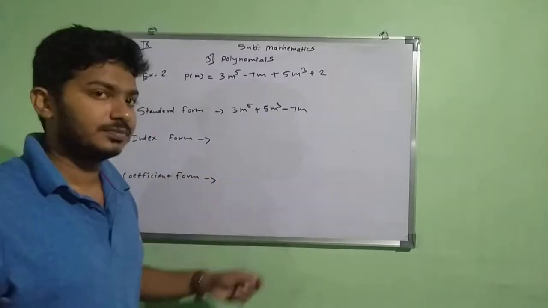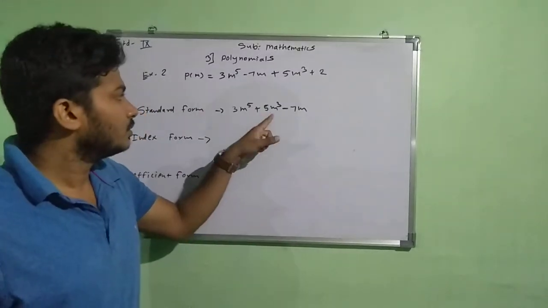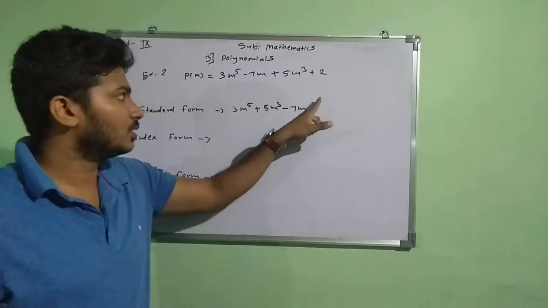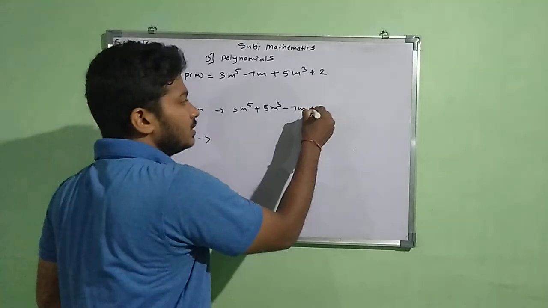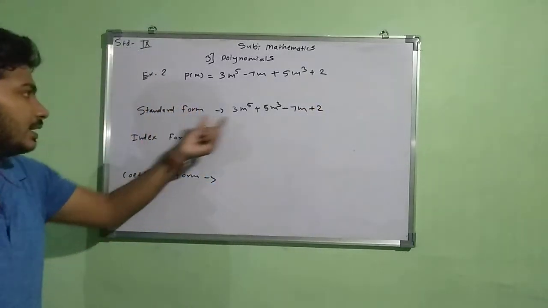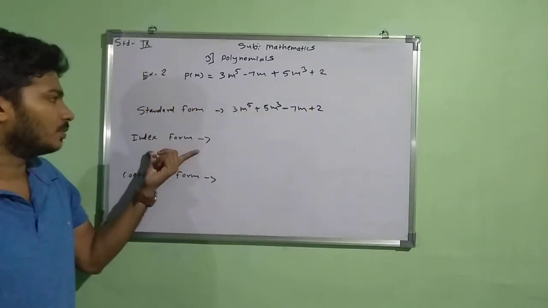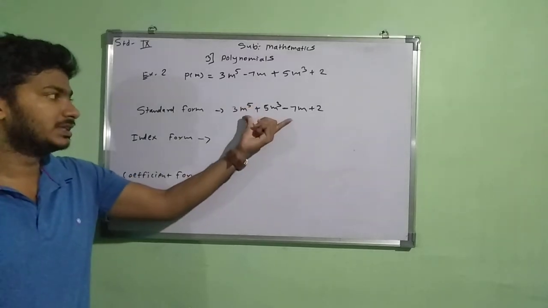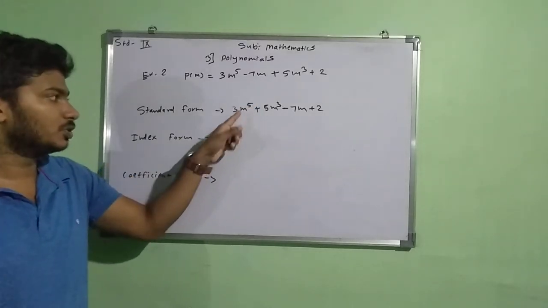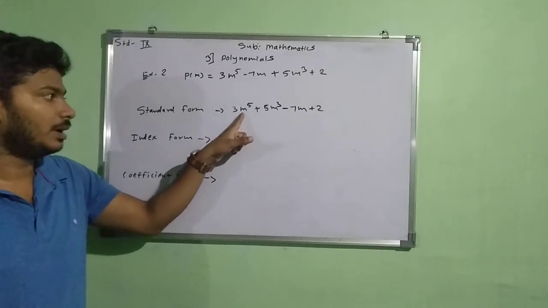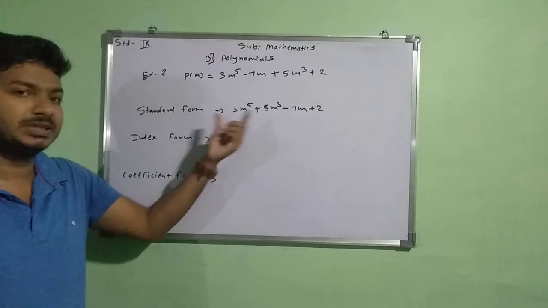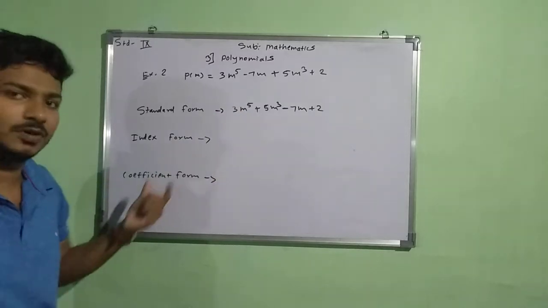So in the standard form, after that minus 7m, whatever the constant is, we write that. The constant we have is 2. Now we will write that in the index form. While writing in the index form, whatever the missing term is, for example here we have 3m raised to 5 and we don't have any variable with degree 4, that missing term we write in the index form.